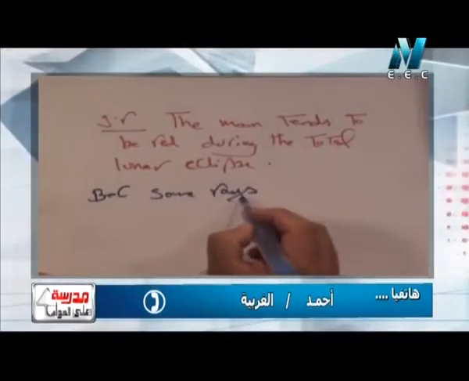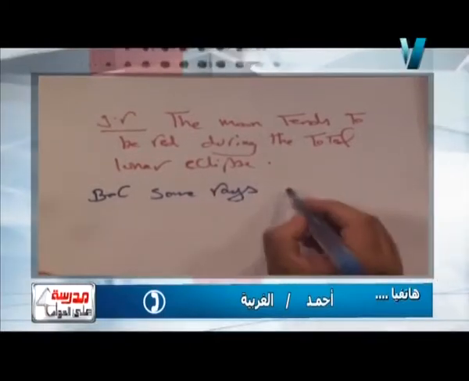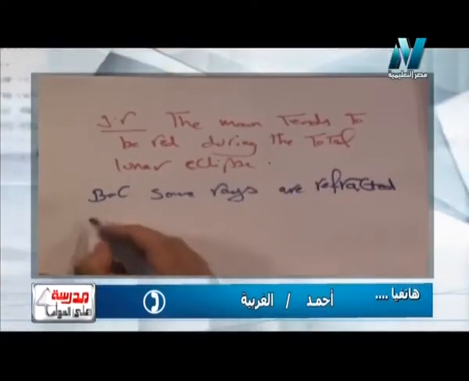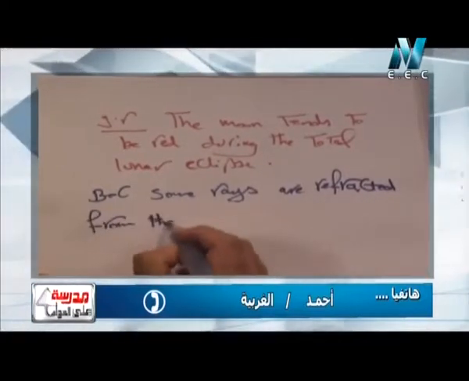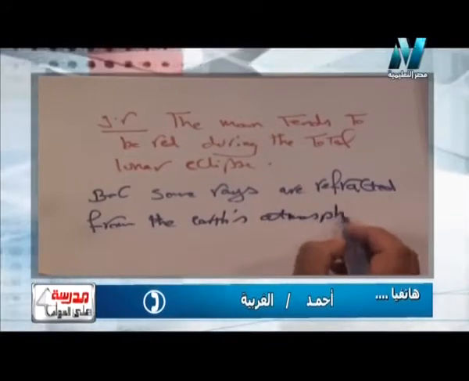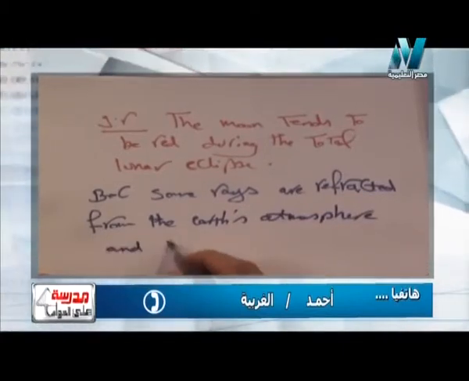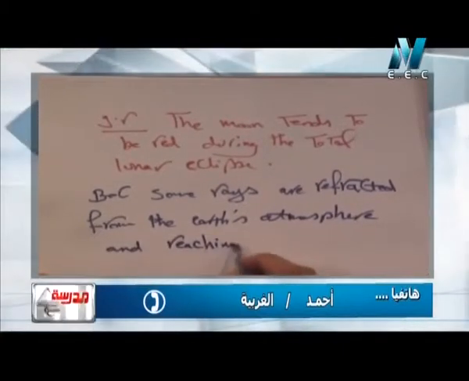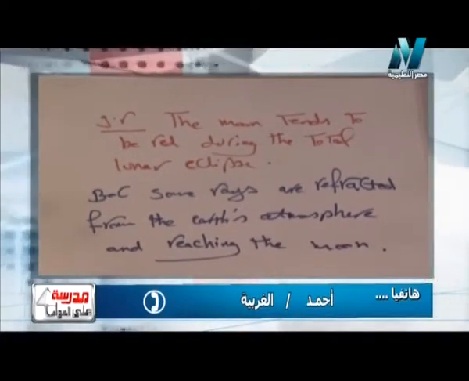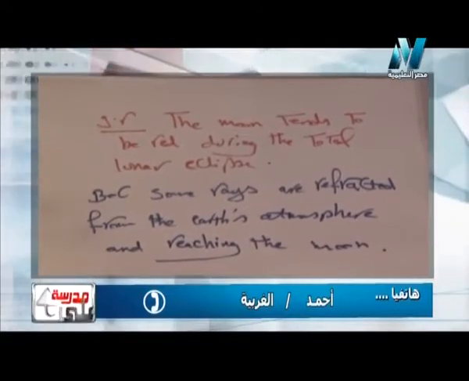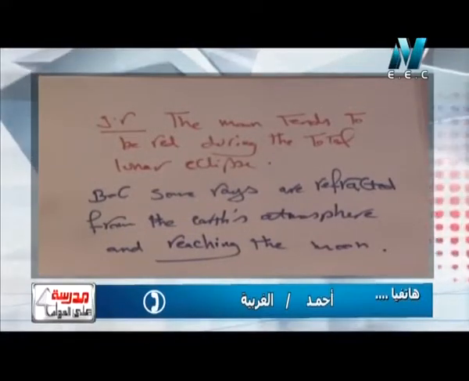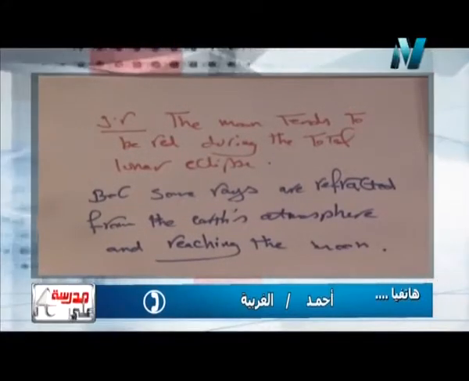Okay, Ahmed, sorry. Because some rays are refracted, meaning some rays bend, from the Earth's surface, or rather from the Earth's atmosphere, and reach the moon. So the correct answer, Ahmed, would be: because some rays are refracted from the Earth's atmosphere and reaching the moon. That's the cause, that's the reason why the moon tends to be red.